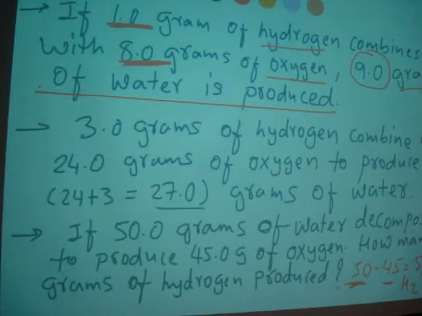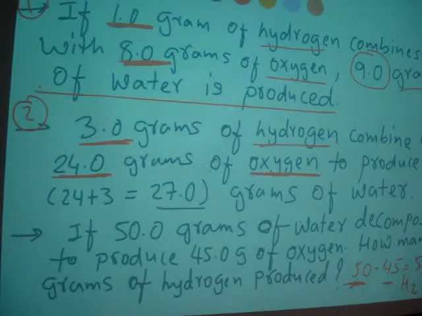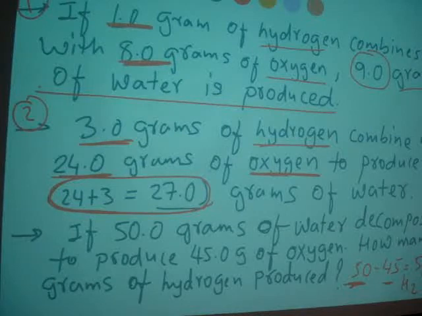Now let's look at another example. 3 grams of hydrogen combined with 24 grams of oxygen, then how many grams of water can we produce? We can predict 24 plus 3, which is 27 grams of water. Okay, now let's take another example.